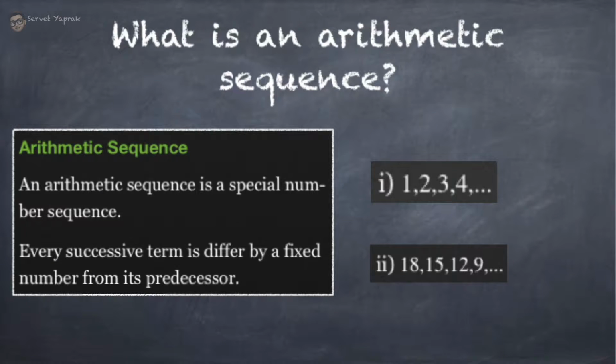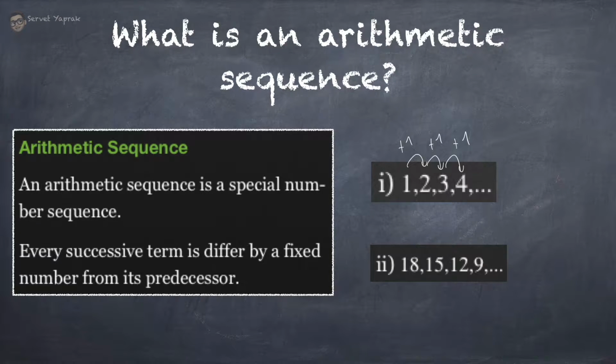So look at these two examples here. 1 to 2, 2 to 3, 3 to 4. They are all increasing by 1. So this is an arithmetic sequence. 18, 15, 12 and 9. It is a decreasing sequence, but it is still an arithmetic sequence because it is decreasing by a fixed number, -3.